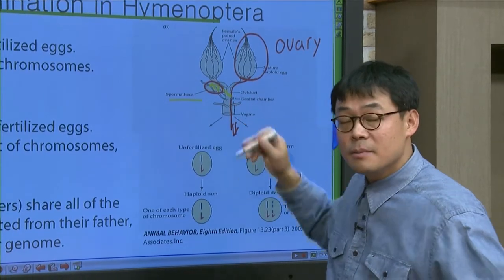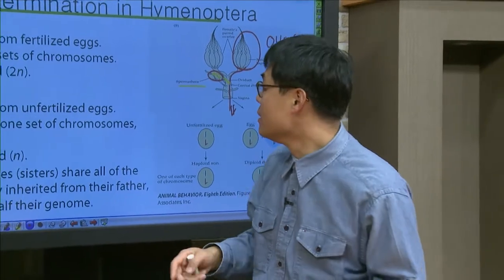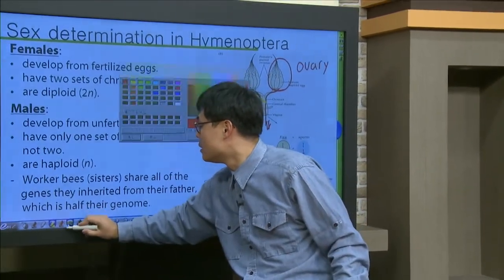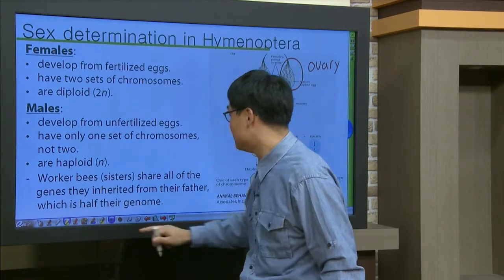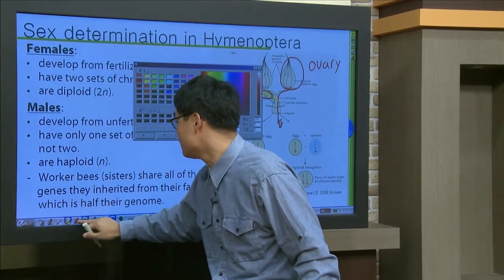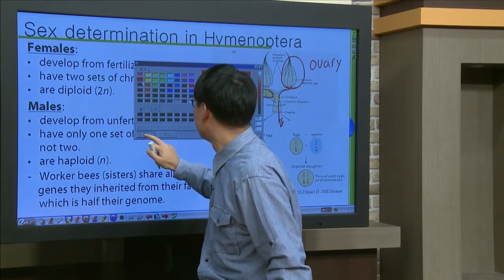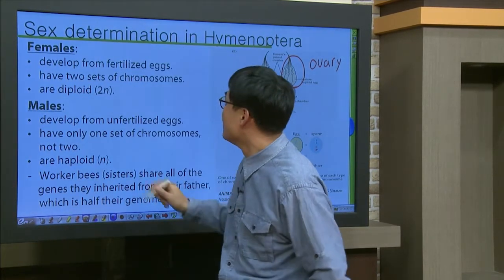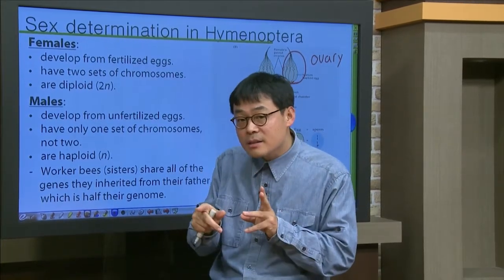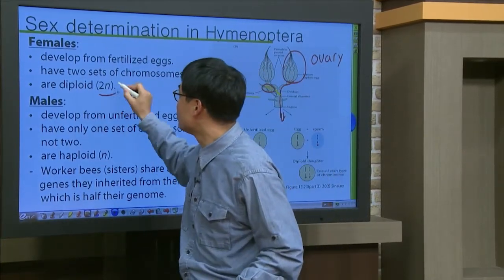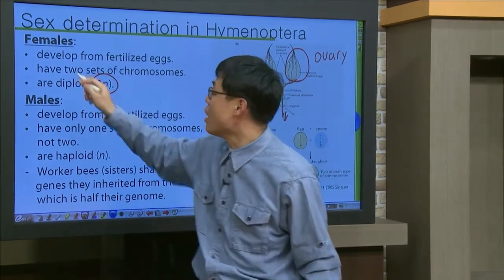Okay, it's basically like in humans, when the sperm and egg are fertilized, then it becomes, okay, red. So when the male and female gametes are fertilized, it becomes 2N, and if you're 2N, you are female.